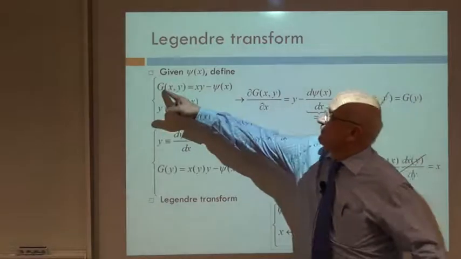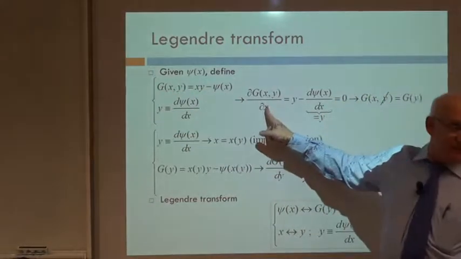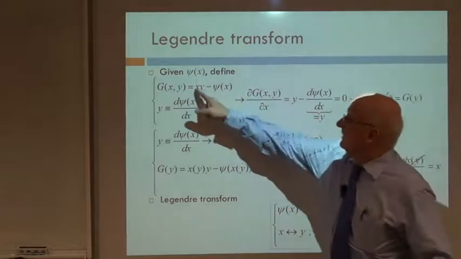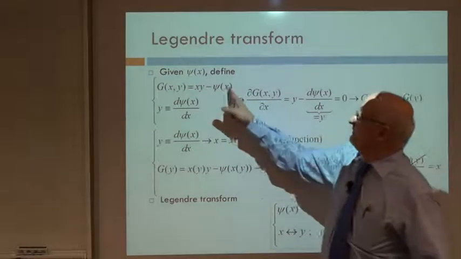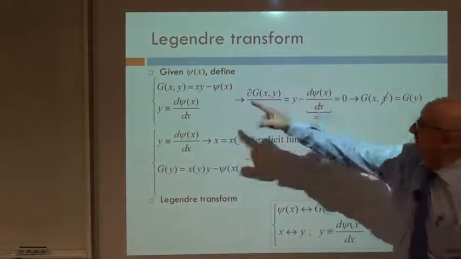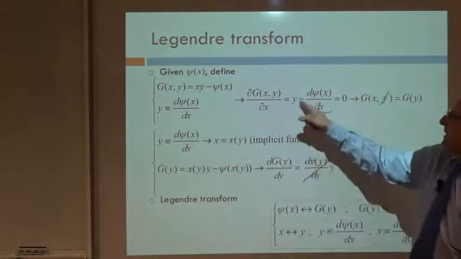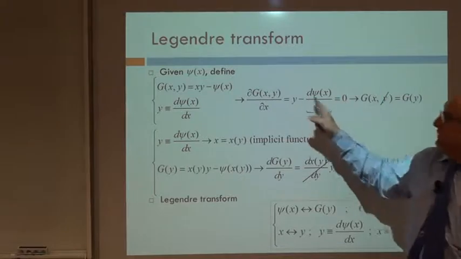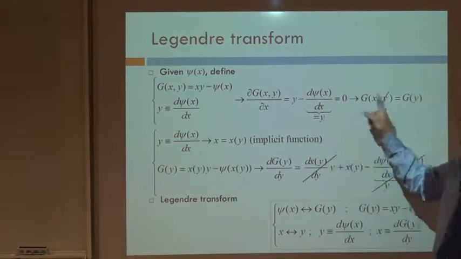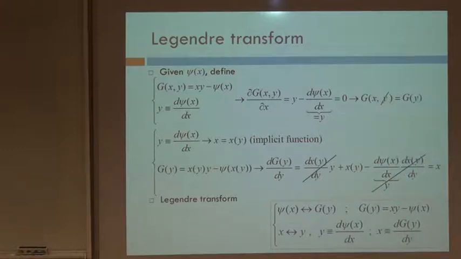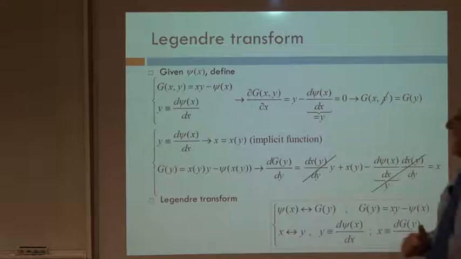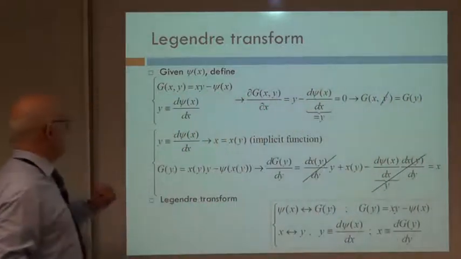Let's consider the derivative of G with respect to x. That would be the derivative of this with respect to x, which is y, minus the derivative of that with respect to x, which by construction is y. So it is y minus y equals 0. So the derivative of g with respect to x is 0. So g doesn't depend on x. There's only a mistake here: g doesn't depend on x. That's the first proof.